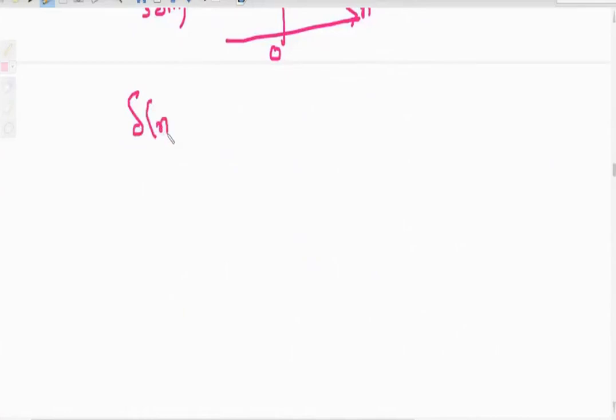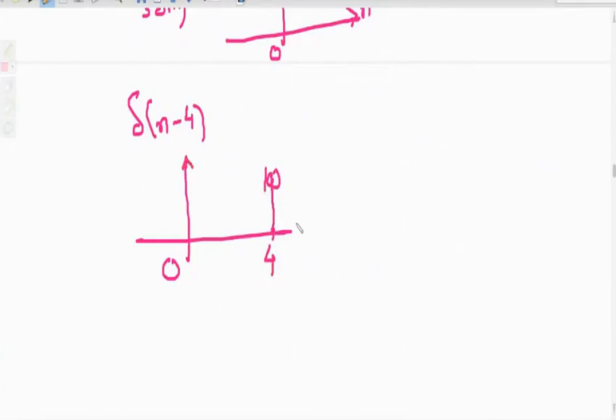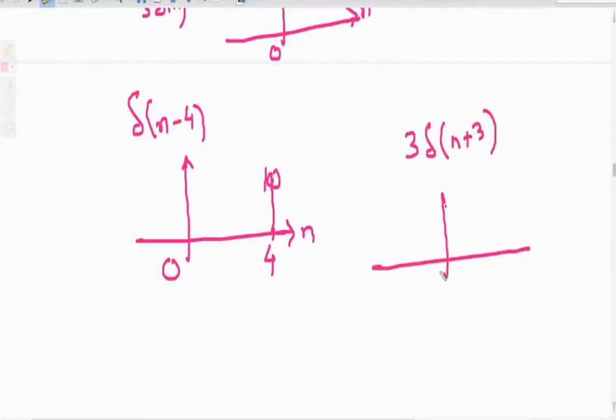Okay. Now what will be delta n minus 4? Delta n minus 4 means this is origin, so delta n will be shifted 4 units on the RHS, and amplitude is 1. This is the graph of delta n minus 4. Now what will be the graph of 3 delta n plus 3? Plus 3 means the sequence is shifted 3 units on the LHS, so it is at minus 3, and at minus 3 the amplitude is 3. This is the graph of 3 delta n plus 3.